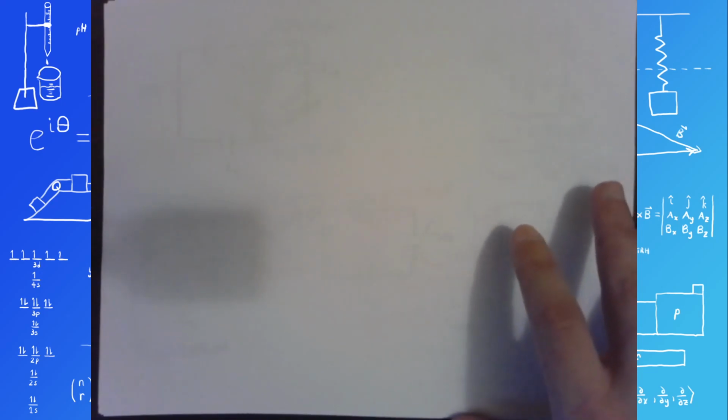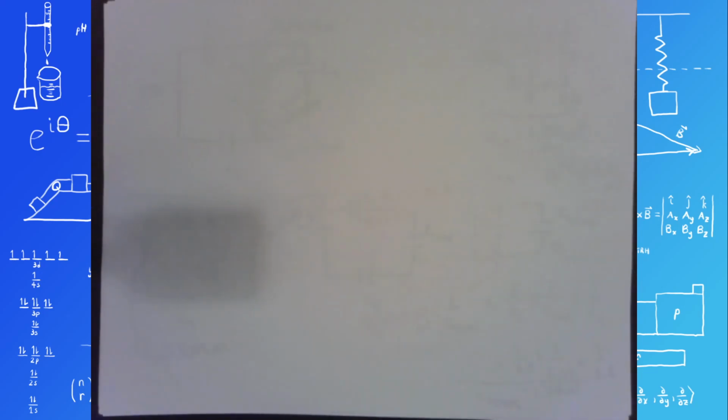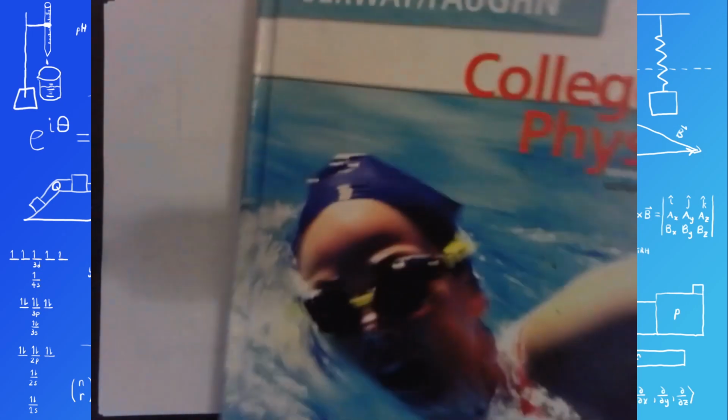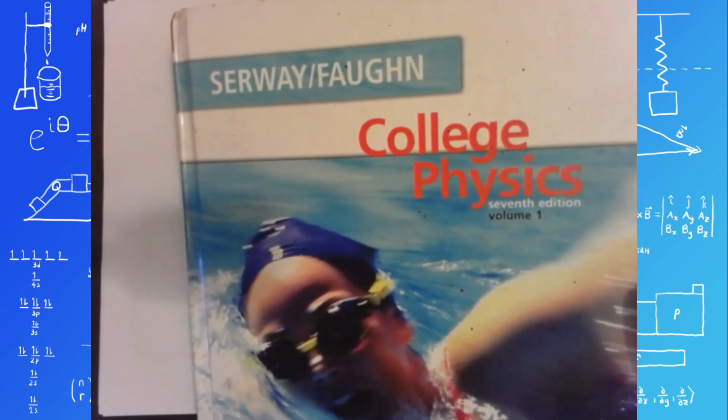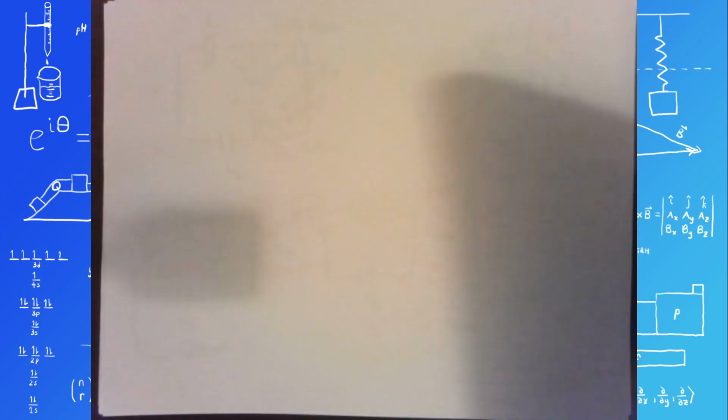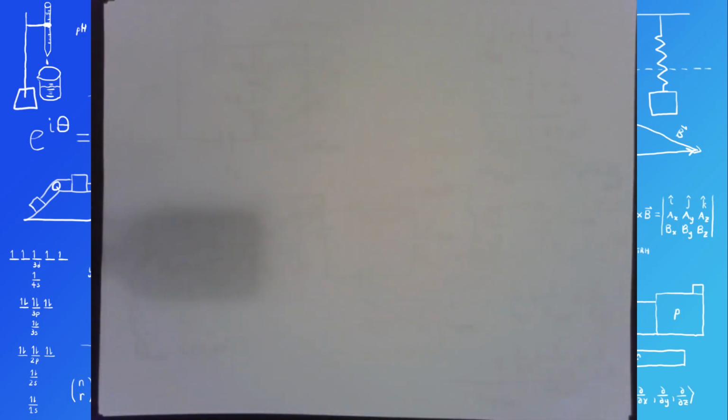So I'm just going to use my usual book for this, and if you're wondering what my usual book is, here you go. It's College Physics by Serway and Faughn. It doesn't really matter which edition you use. It's the same book with a couple of questions shuffled around here and there. Anyway, what do I want to do first?